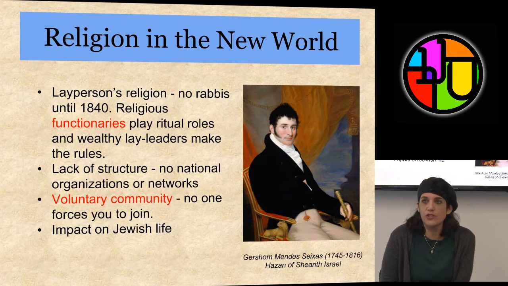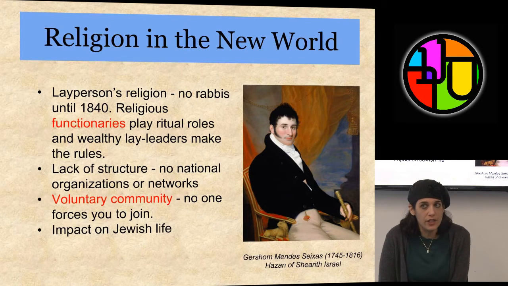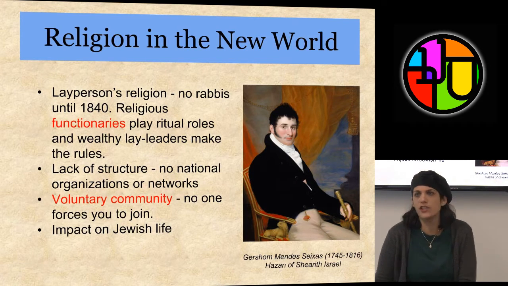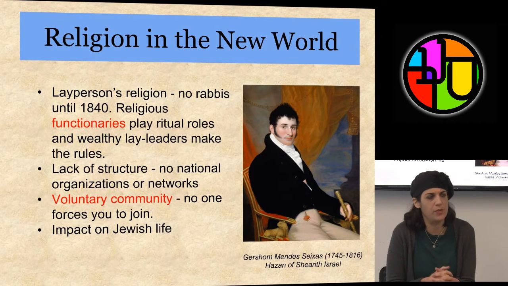So who's in charge? Religious functionaries is the word that historians use for it. What's that? Shamashim, exactly, shamashim. There are wealthy lay leaders who are sort of running things, and they're employing the shamash, the shaliach tzibur, the mohel, the melamed, the shochet. Those are the kinds of people who are employed by the Jewish community, by the synagogue, and each Jewish community has one synagogue at this point, if that.